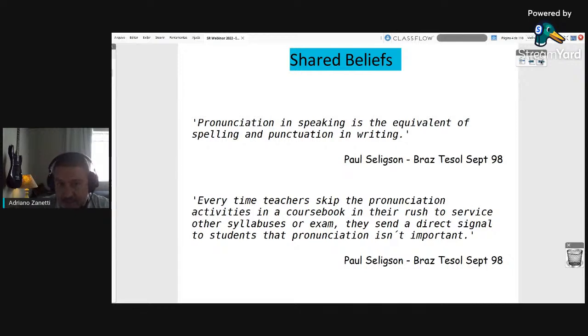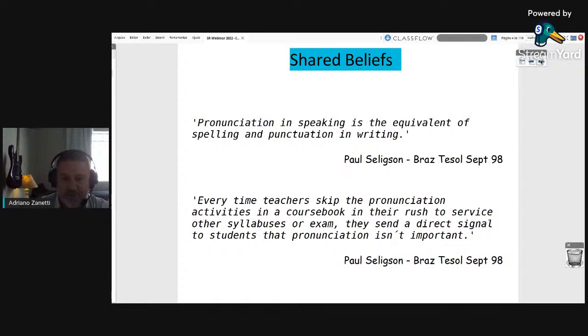And that's why he says speaking is equivalent to spelling and punctuation in writing. So if you're dealing with listening and speaking activities, it's fair to say that pronunciation is the ligament that goes between listening and speaking.